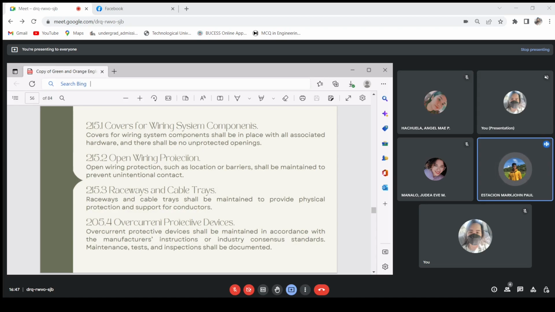Next, 215.2, open wiring protection. Open wiring protection such as location or barriers shall be maintained to prevent unintentional contact. So, yun nga yung kanina na like sa mga to ensure na i-check na the components of your like the home's electrical system.